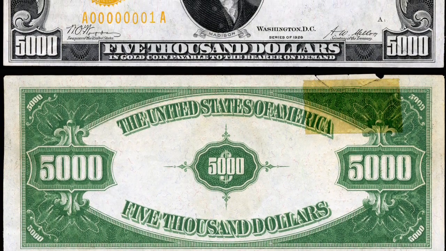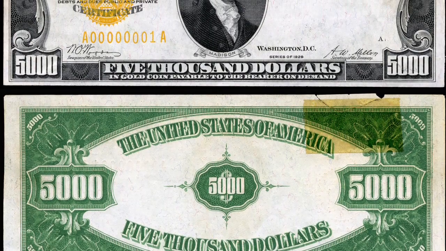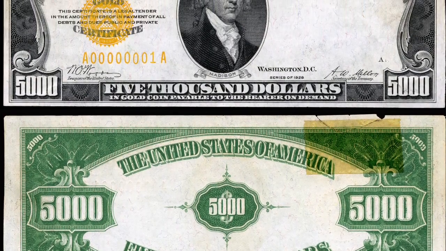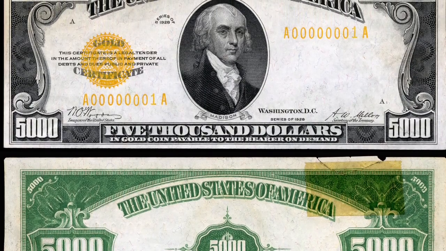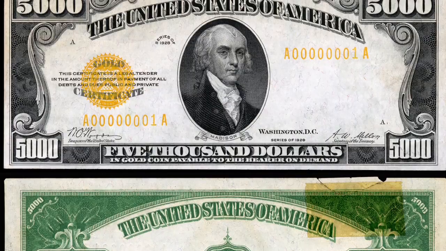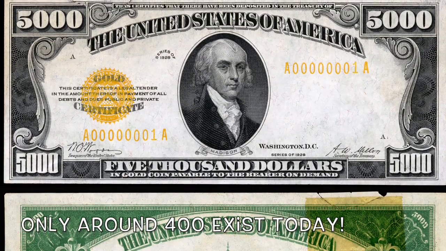President Richard Nixon actually ordered that all bills be recalled in 1969 due to fear of criminals using these bills for money laundering activities. Finding a $5,000 bill today would take a lot of luck considering there's only about 400 of these left in existence.